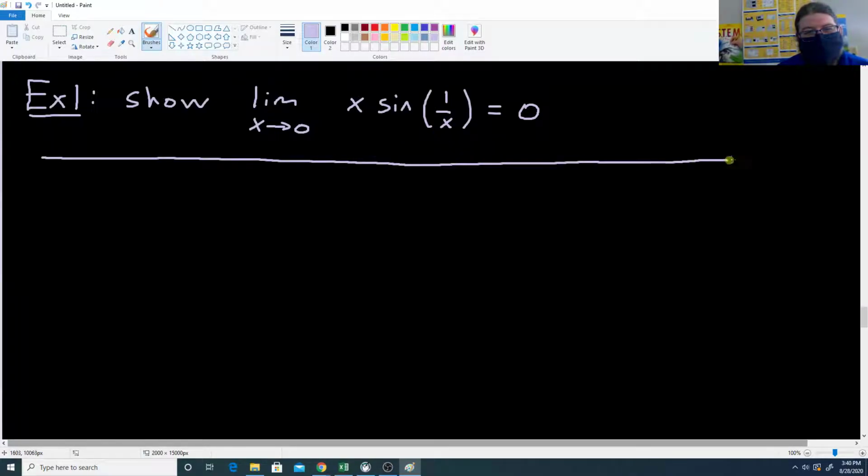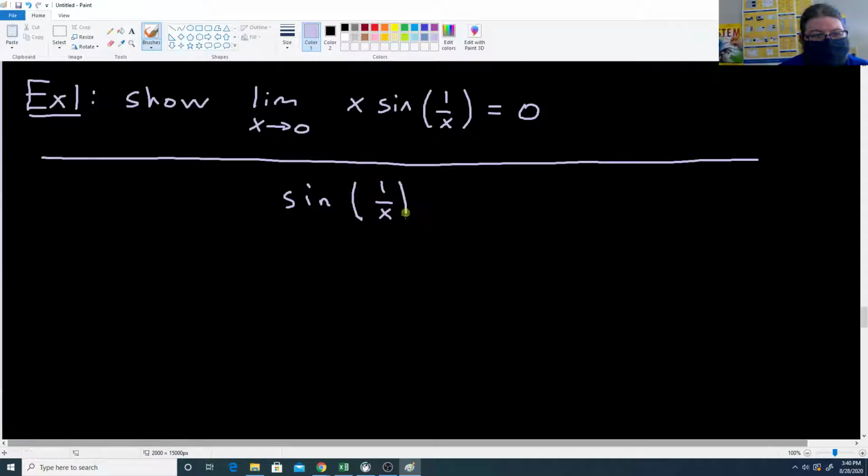Now, our goal is to construct an upper function and a lower function. So we need to construct an upper and a lower function that we're sure that this x sine of 1 over x is stuck in between. And this is going to be slightly tricky to do. Let's see here. So first of all, if we just look at sine of 1 over x.